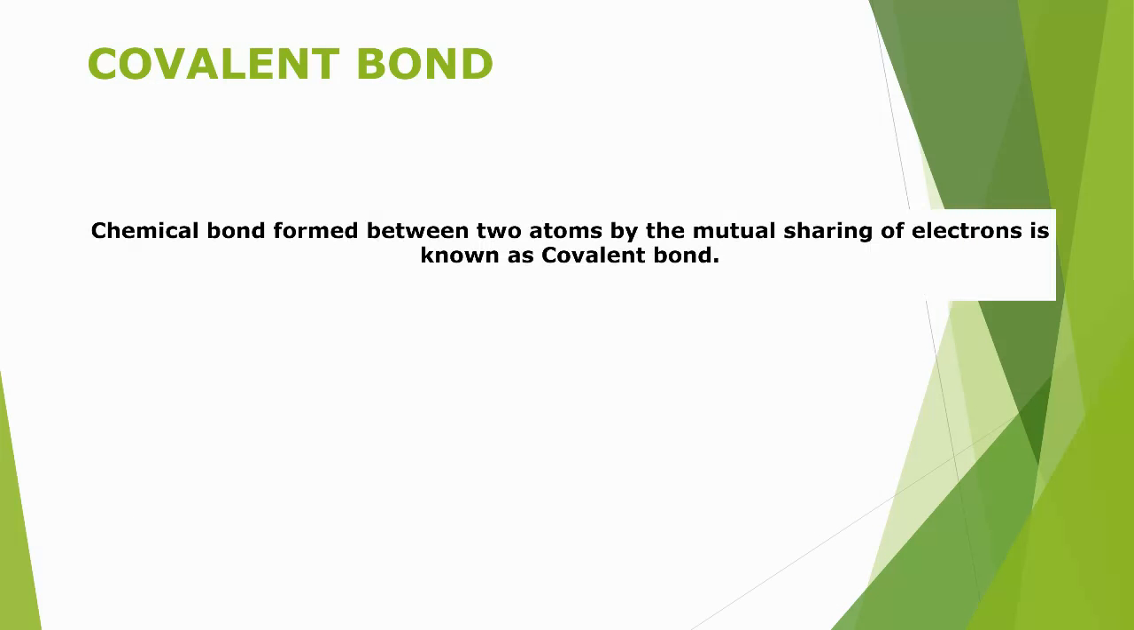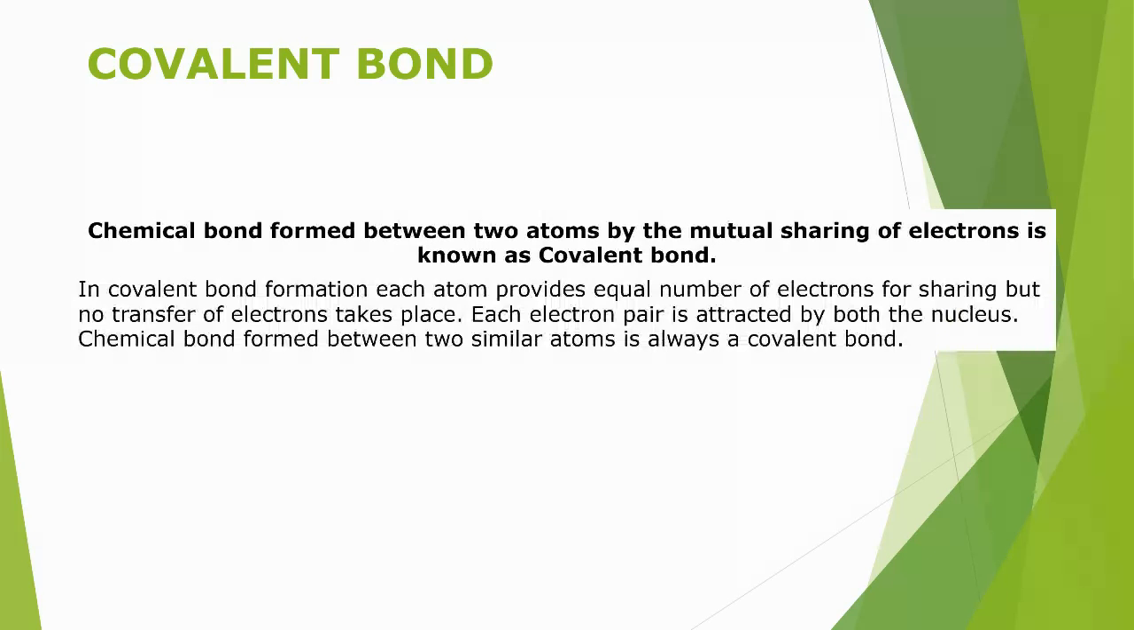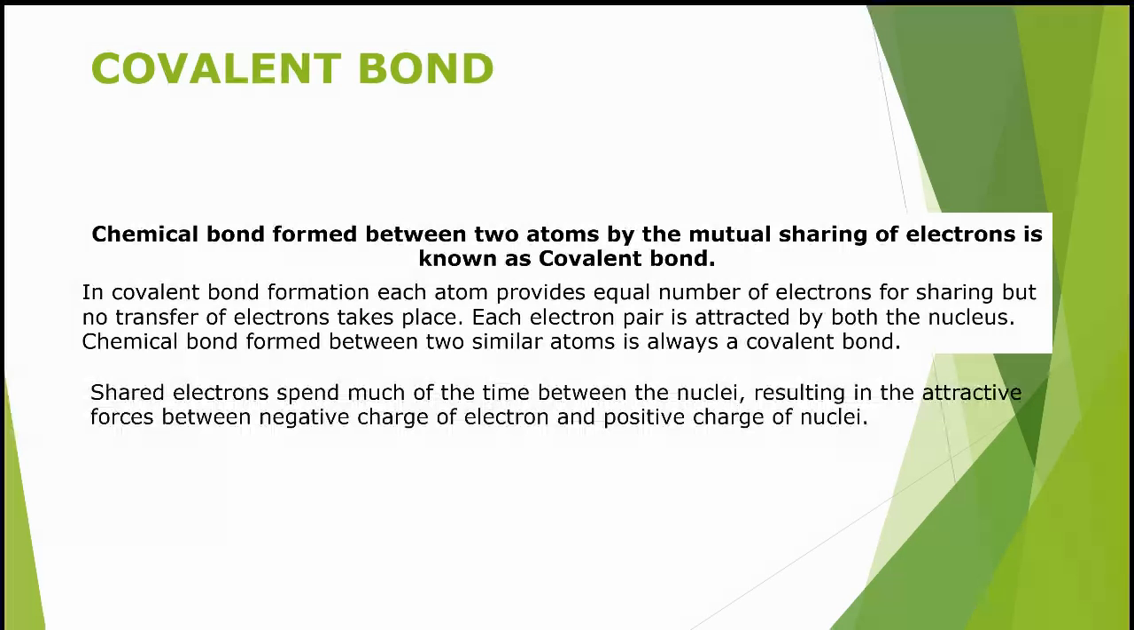Covalent bond: a chemical bond formed between two atoms by the mutual sharing of electrons is known as a covalent bond. Covalent bond formation: each atom provides an equal number of electrons for sharing, but no transfer of electrons takes place. Each electron pair is attracted by both nuclei. A chemical bond formed between two similar atoms is always a covalent bond.